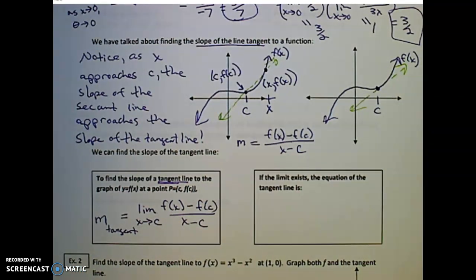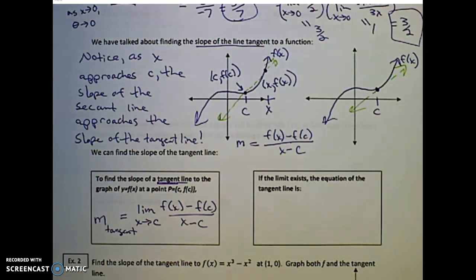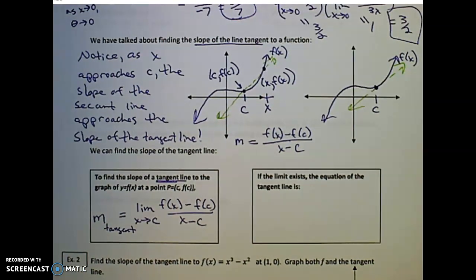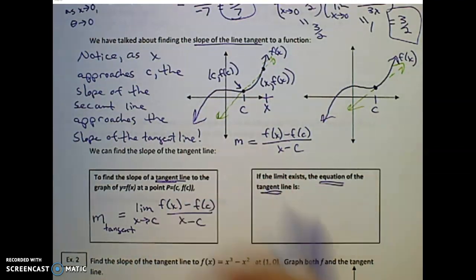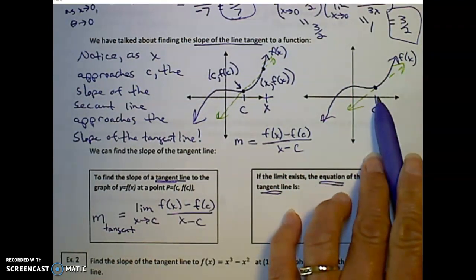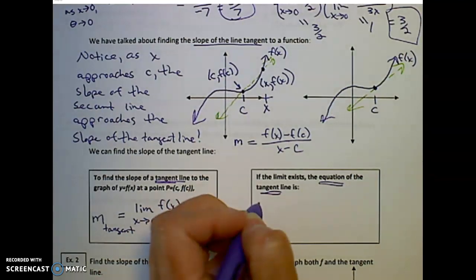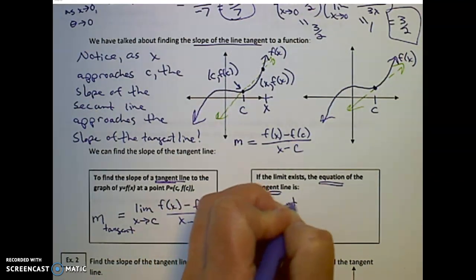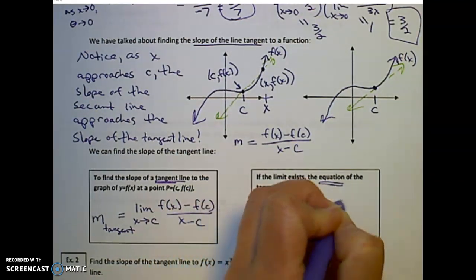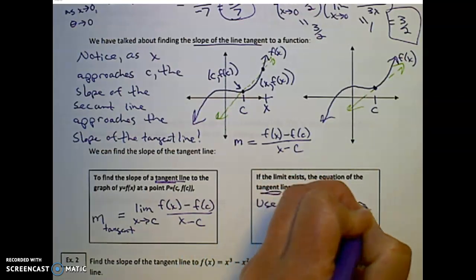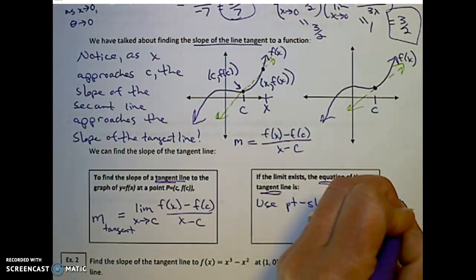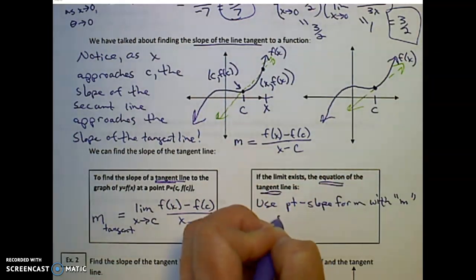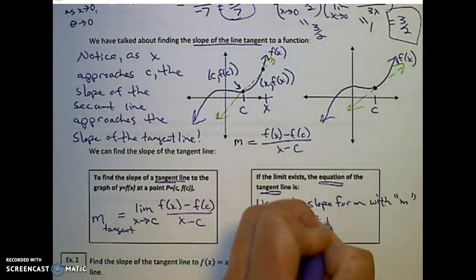Alrighty, if I can actually find that slope of the tangent line, if I can actually evaluate that limit, then I can write the equation of that tangent line. So we'll also find the equation of that tangent line. That's an important concept next year. I will typically use point slope form to find the equation of that tangent line with the slope that you find and the point.